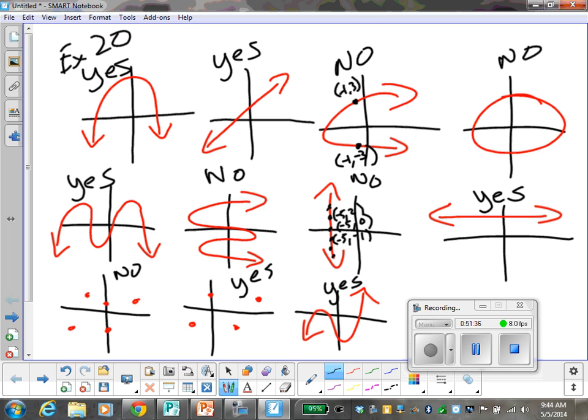Will you learn anything about circles? Yep, you sure will. But it's a no. It's not a function. Any questions on that?